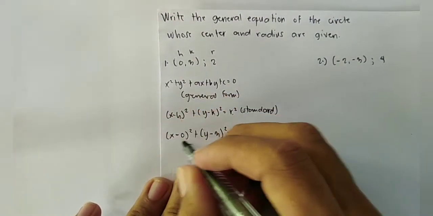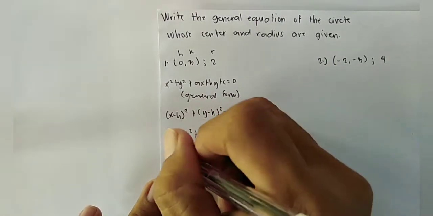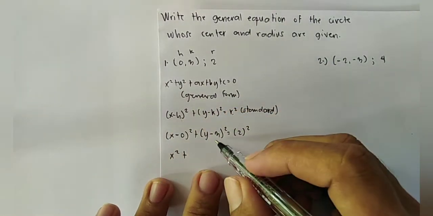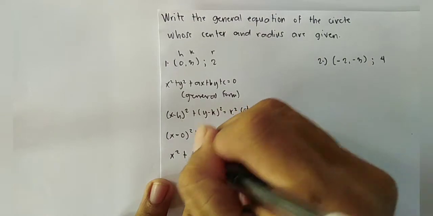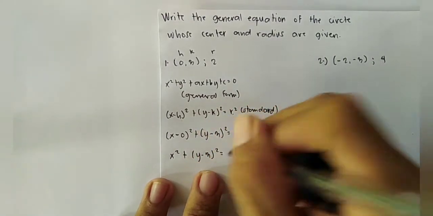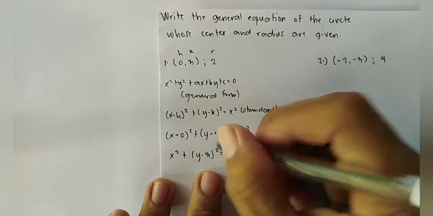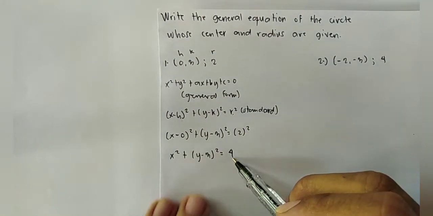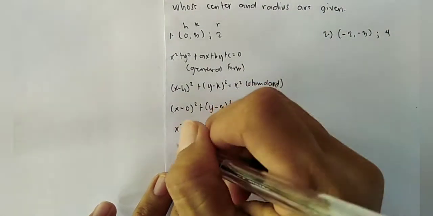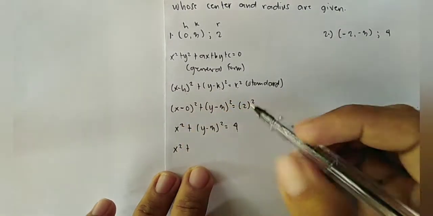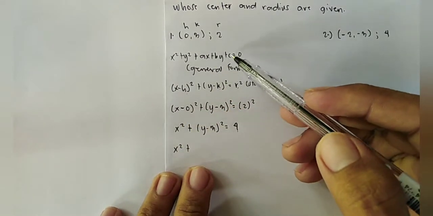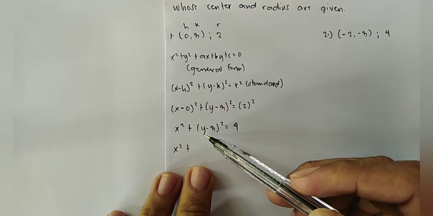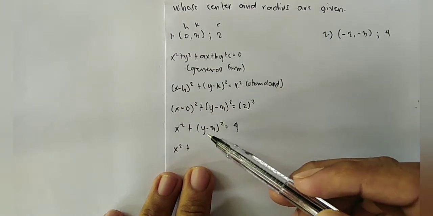So we have x minus 0, that is x, squared, that is x squared, plus (y minus 3) squared is equal to 2 squared, or 2 times 2, which is equal to 4. Now this is the time that we are going to expand. In order to get the general form of the equation, we have to expand (y minus 3) squared, which is the square of a binomial.